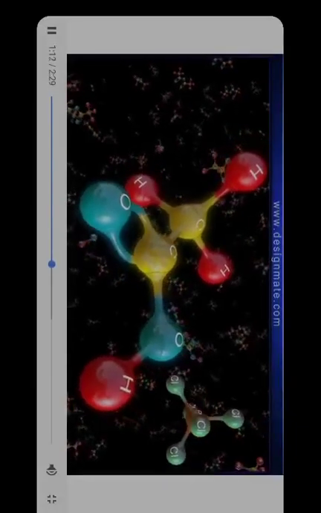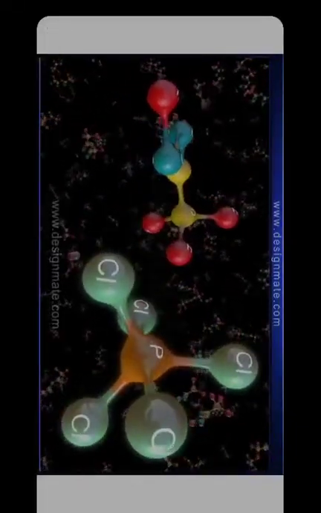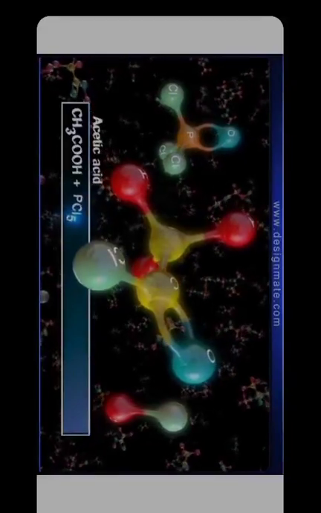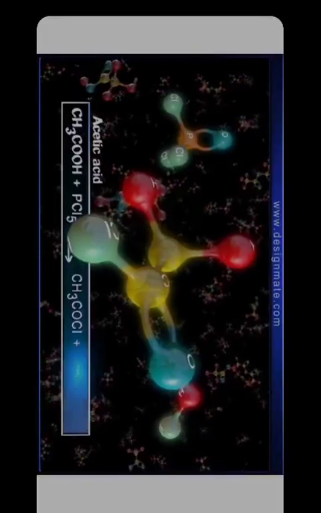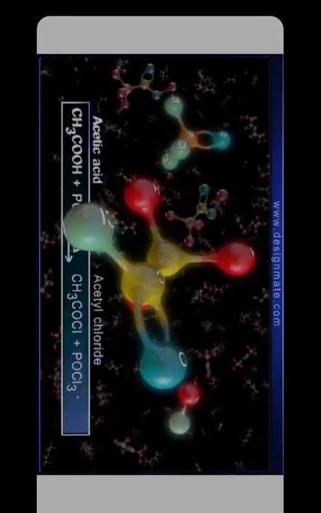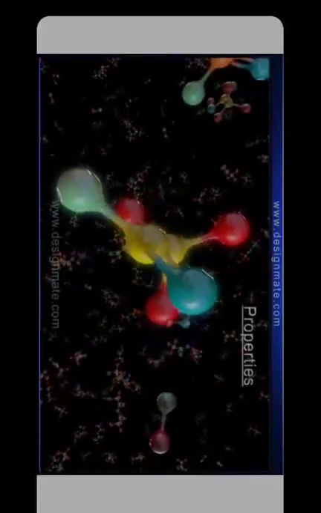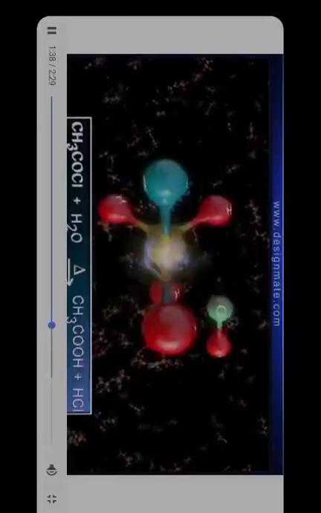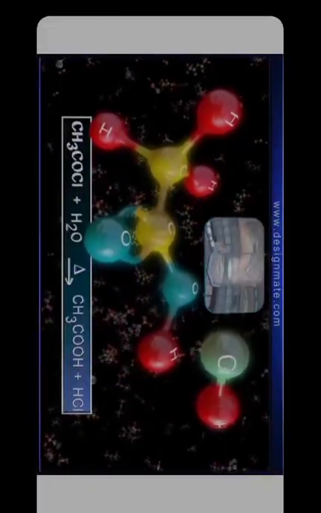Carboxylic acid also reacts with phosphorus pentachloride, PCl5, giving acid chloride. CH3COOH, acetic acid, plus PCl5 on heating gives CH3COCl, acetyl chloride, plus POCl3 plus HCl. Properties. Acetyl chloride in moist conditions gives off acetic acid, due to which the solution appears fuming.